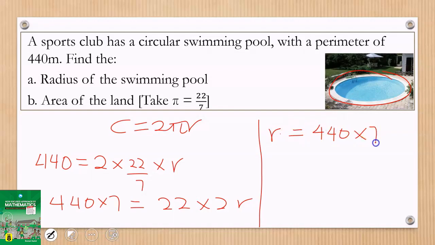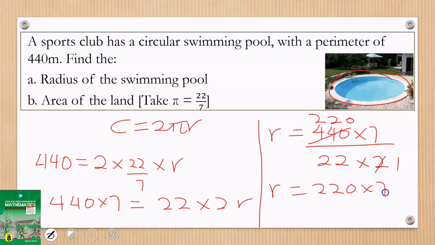440 times 7. I don't want to write the answer straight away because it will be very huge and it will make my division very difficult. Divided by 22 times 2. Now with this, I can do simple cancellation here. It becomes very easy to cancel. Of course, I can easily see that 2 can divide itself once here. 2 can divide this as 220. And so I have 220 times 7 divided by 22, which becomes very easy to divide by 22.